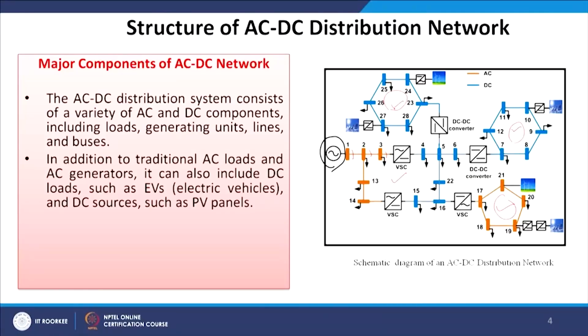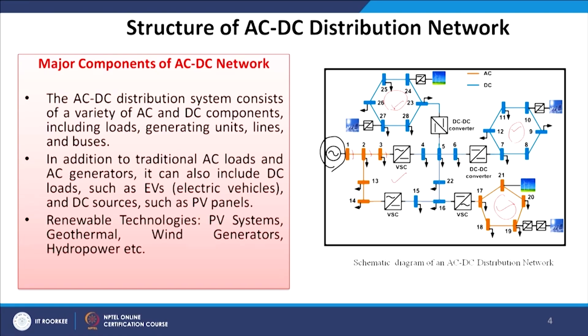Now, what are the major components of an AC-DC network? The AC-DC distribution system consists of a variety of AC-DC components, including loads, generation units, lines and buses. In addition to traditional AC loads and AC generators, it can also include DC loads and DC generators, and perhaps we can include electric vehicles, PV panels, etc. Renewable technologies like PV systems and wind generators also can be considered in our system modeling.